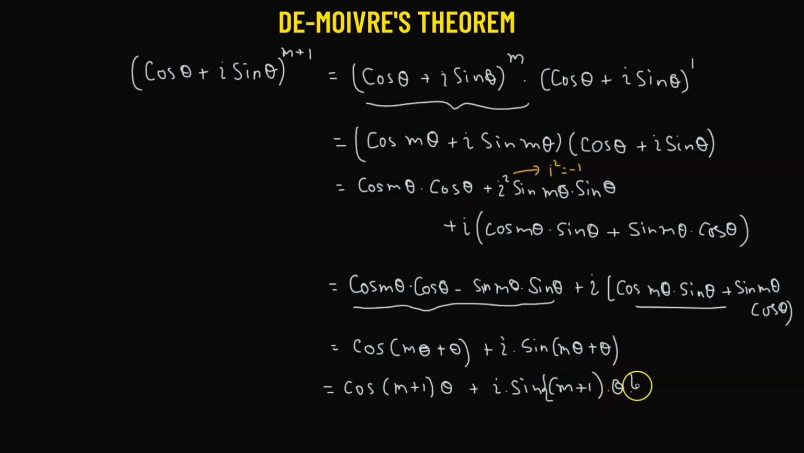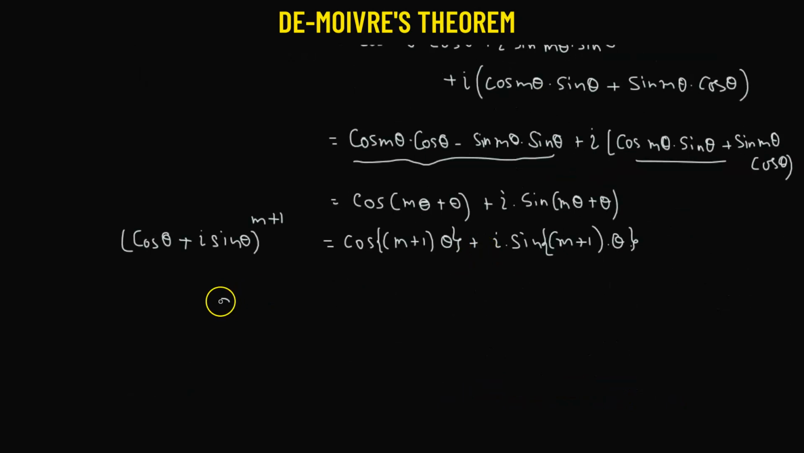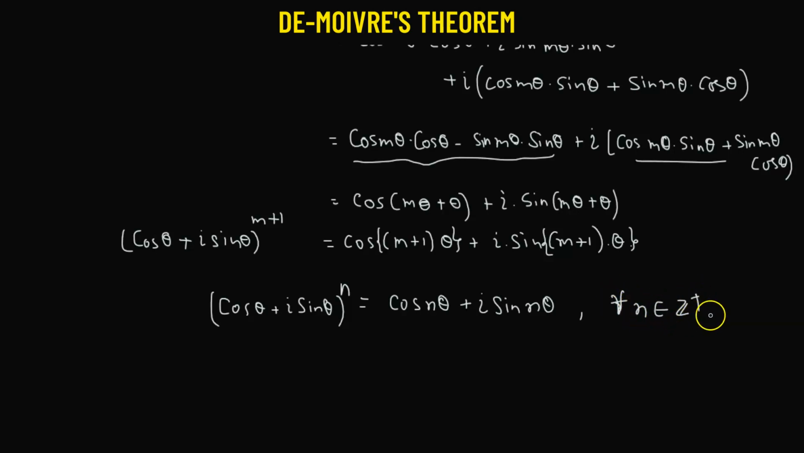Right. So we have successfully shown that De Moivre's theorem is true for n equal to a positive integer. So that means whenever we have cosine theta plus i times sine theta raised to the power of m plus 1, we are getting cosine of m plus 1 theta plus i times sine of m plus 1 theta. So the general statement that cosine of theta plus iota times sine theta raised to the power of n will be equal to cosine of n theta plus iota times sine n theta, and this is going to be true for all values of n belonging to the set of positive integers.